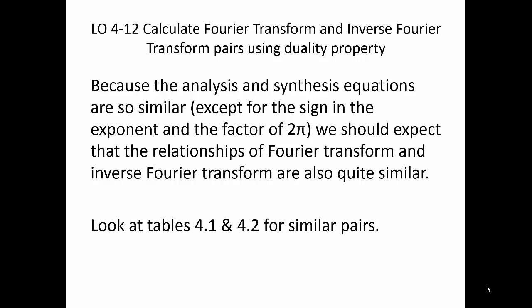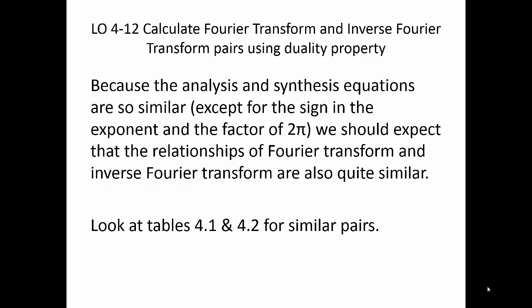If you look in those tables, you'll see that there are several pairs where they look pretty similar to each other. As for instance, you see a constant in the first column, the time column, and a 2 pi delta of omega in the second column. And if you look further down, you'll see a delta of t in the time column and a constant in the frequency column. That's because of a duality property.